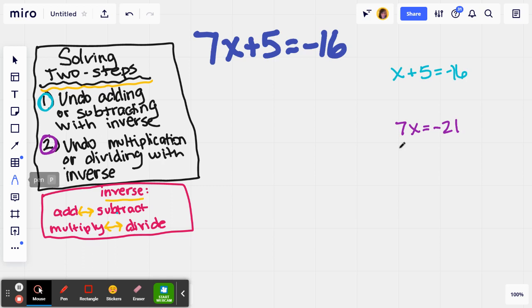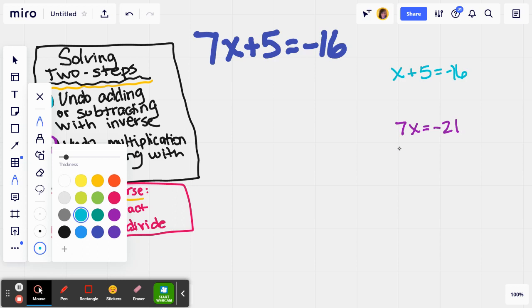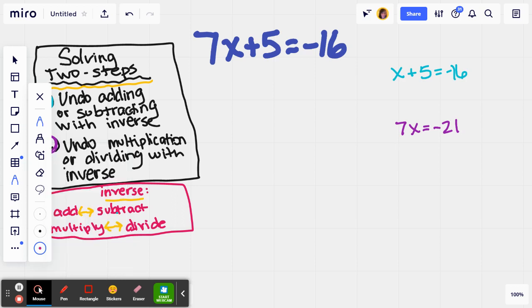Okay, so what I would like to do first is let's go ahead and figure out what the heck's going on with this problem and what we might do to solve it. Okay, 7x plus 5 equals negative 16. What do we have going on here? It's important we know what the operations are. So the first operation I see, 7 and x, that's multiplication.